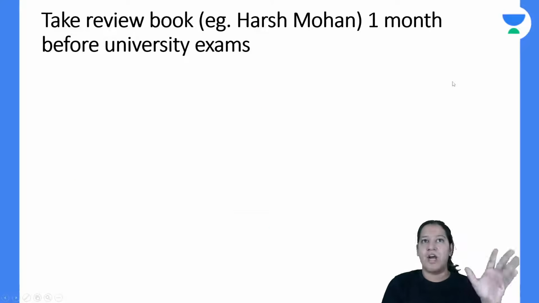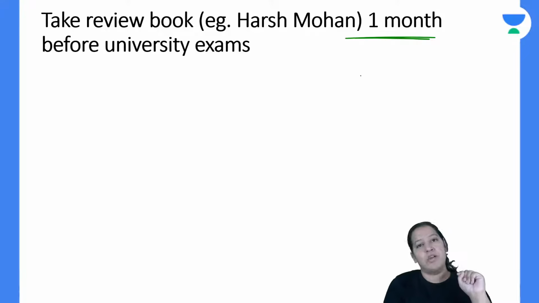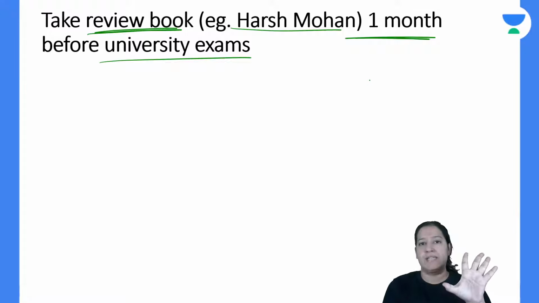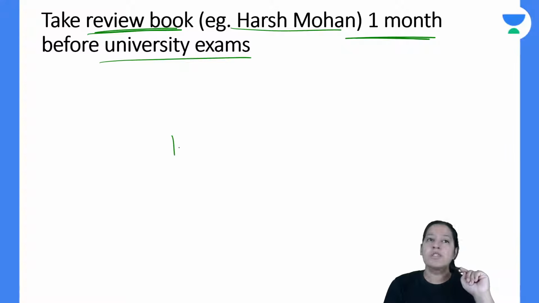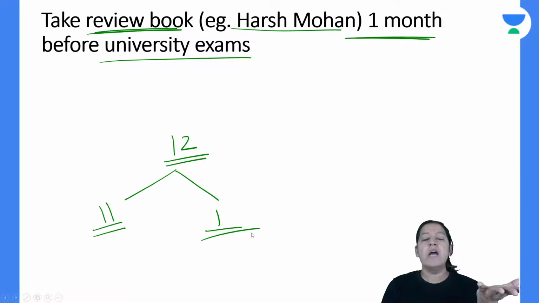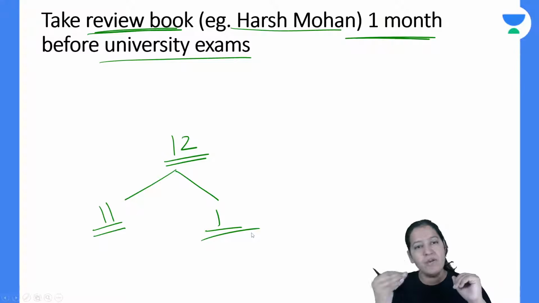For that, I recommend just before 1 month of your university exam, you can take any other review book. There are many small review books. One of them is a good book, Harshmohan, but that is for just before 1 month of your university exam, not for the entire year. So you have 12 months now. Out of 12 months, stick to Robbins for 11 months. And the last 1 month, dedicate to any other review book which will help you in writing your answers easily.